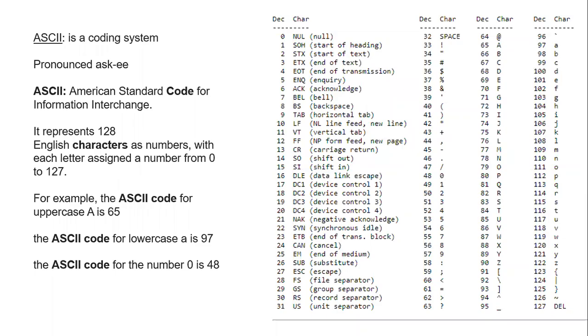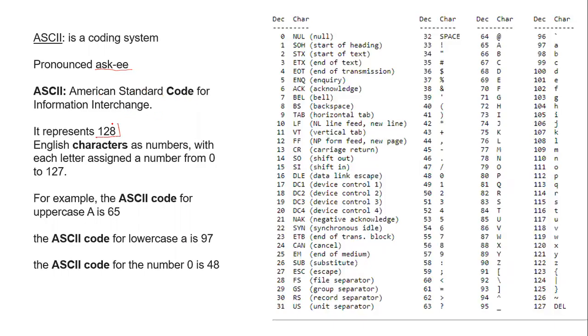Before we look at other predefined functions, let's look at the ASCII table. Let's understand what the ASCII table is before we look at some other predefined string handling functions. Firstly, ASCII is a coding system. We pronounce it as ASCII, and it stands for the American Standard Code for Information Interchange.